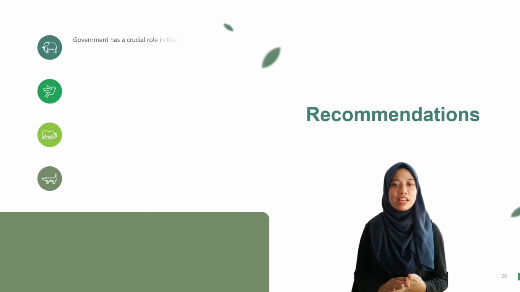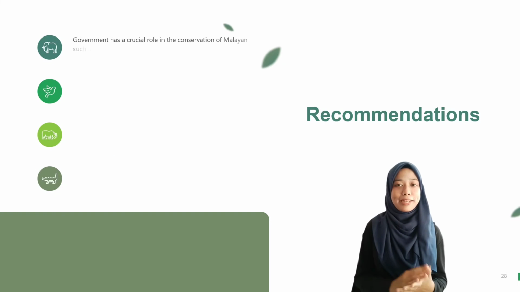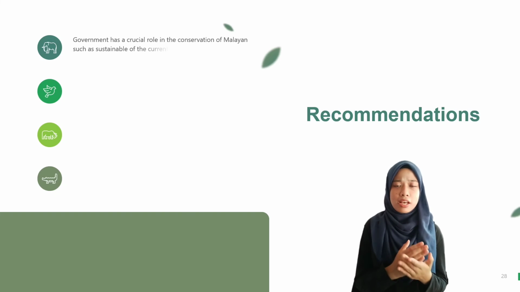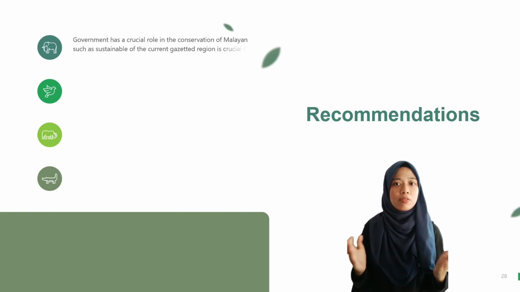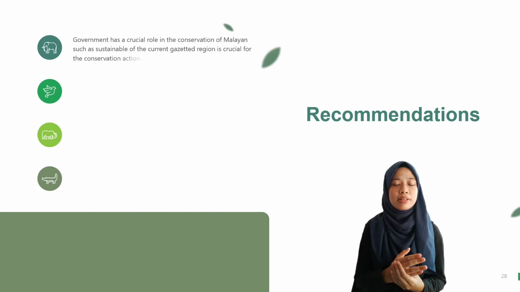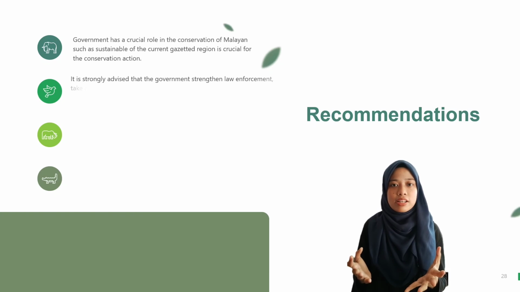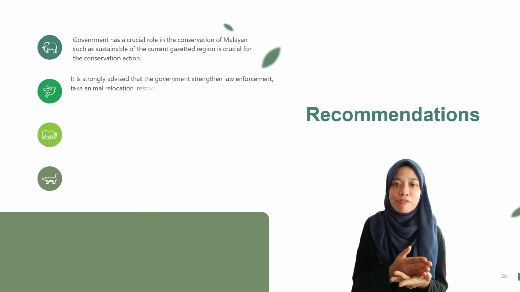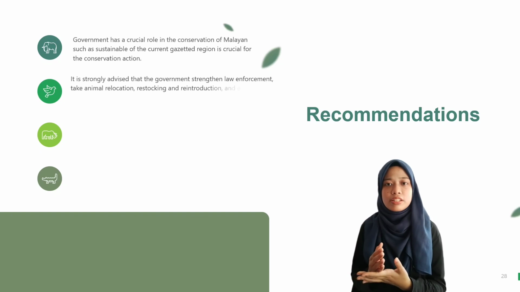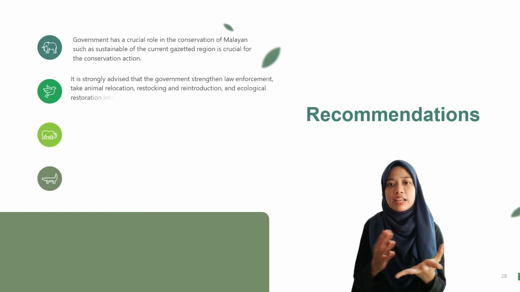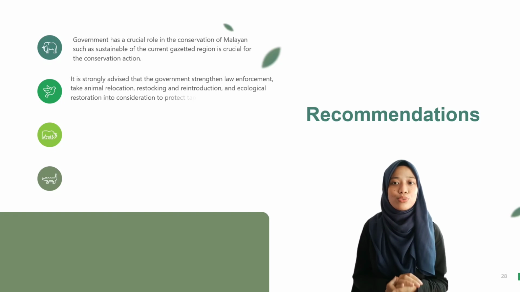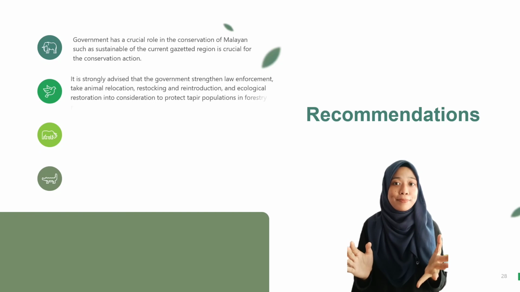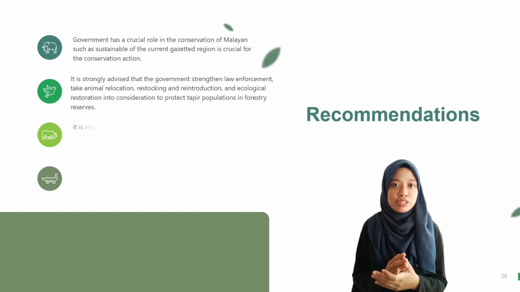Here is my recommendation regarding conflict between human and Malayan tapir. Government has a crucial role in the conservation of Malayan tapir, such as the sustainability of the current gazetted region, which is crucial for conservation action. It is strongly advised that the government strengthen law enforcement, and take animal relocation, restocking, reintroduction and ecological restoration into consideration to protect the tapir population in forestry reserves.